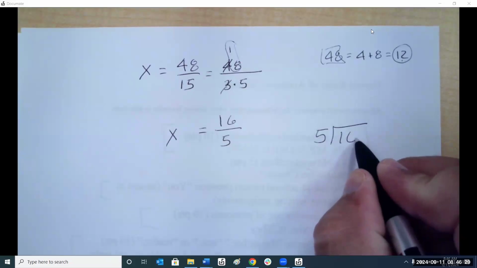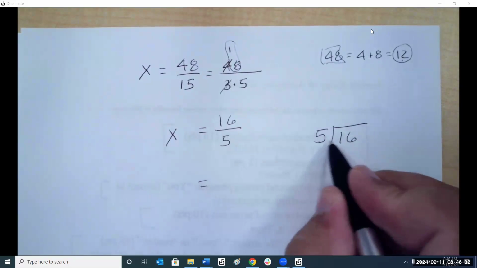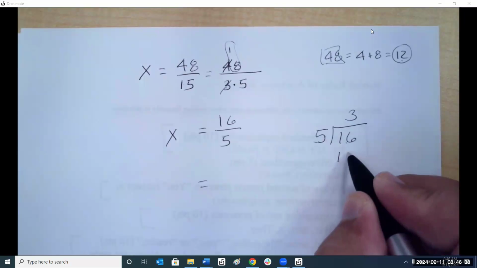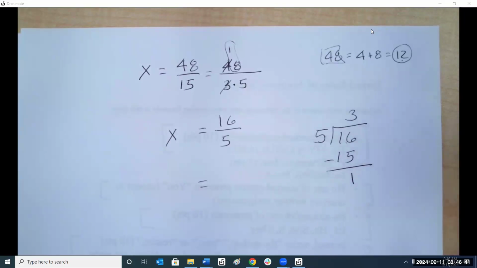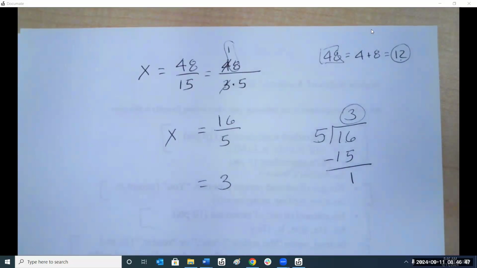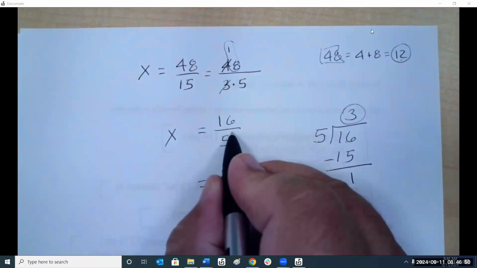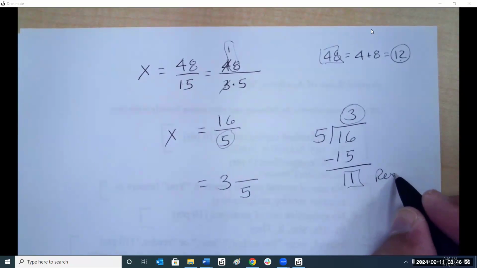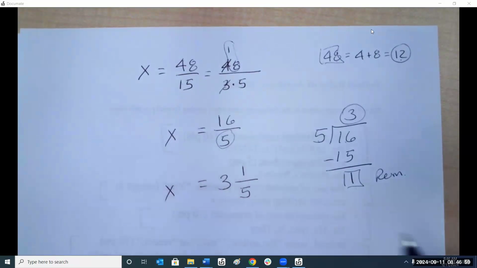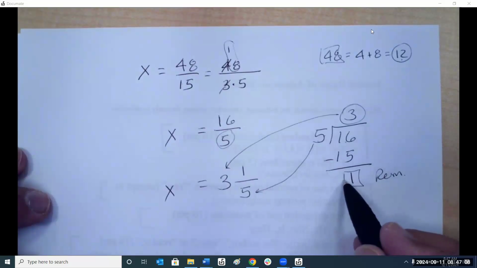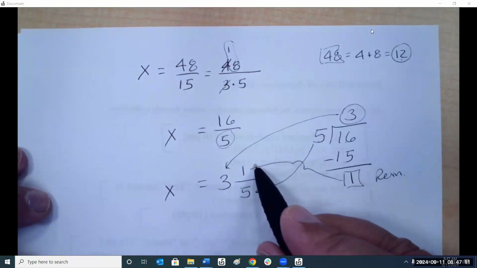So what does this mean? 5 goes into 16. How many times does 5 go into 16? 3 times 5 is 15. Subtract, you get 1. So this is your number out in front for the mixed number. The 5 has to stay on the bottom. And this is your remainder. So this number goes here. This number goes there. And this number goes there.